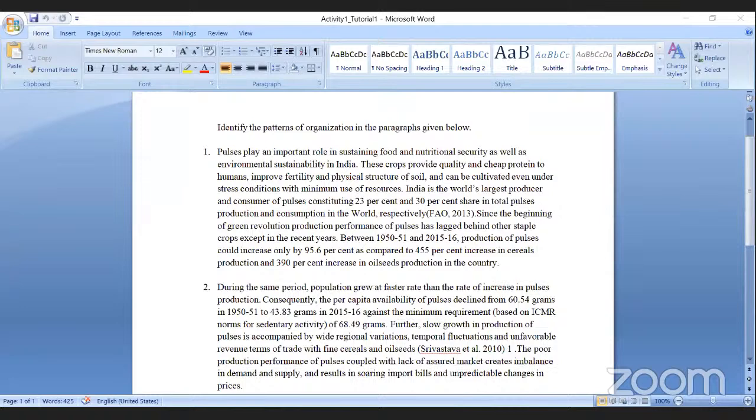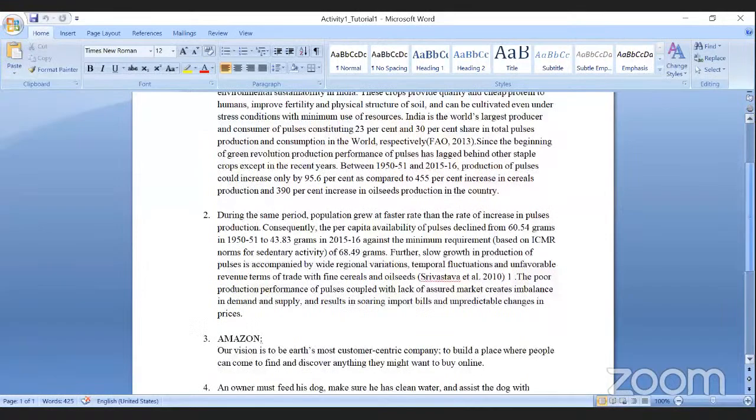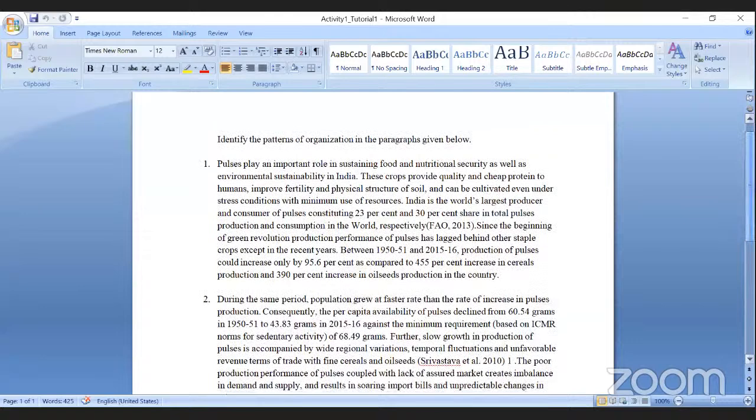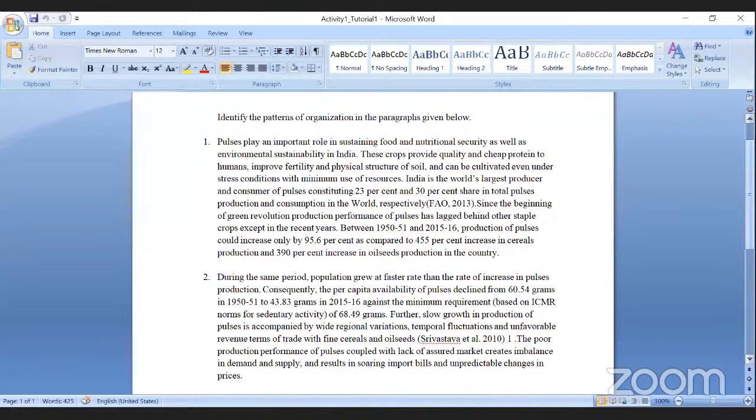I have about 5 questions here in front of me. What you have to do is very simple. You need to identify the patterns of organization in the paragraphs given below. Can you do that? They are very short paragraphs, not very difficult. Please read them and tell me what you feel. Have you finished reading it? Please give time to others. What exactly do you mean by pattern of organization? Patterns of organization is what we just discussed: specific to general to specific. Just give it 2 minutes. Let others also read it, and then we can discuss all of them together. At least read the first two.